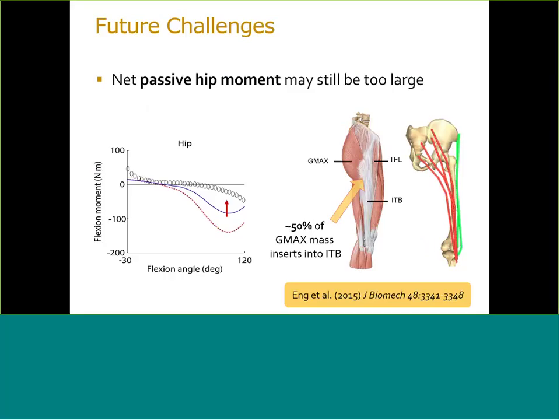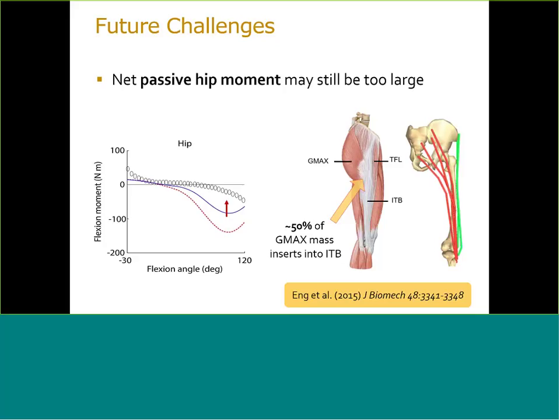We do. This is work that Carolyn Eng did for her PhD thesis at Harvard. We have a preliminary model of the gluteus maximus and the tensor fascia lata attaching to the IT band. Carolyn did some detailed dissections in cadavers to figure out how much of the gluteus maximus mass is attaching. She measured muscle moment arms using tendon displacement, moment arms of these paths as they insert into the IT band. So we have a model, but we haven't yet incorporated it into our simulation. It's something we're working on.